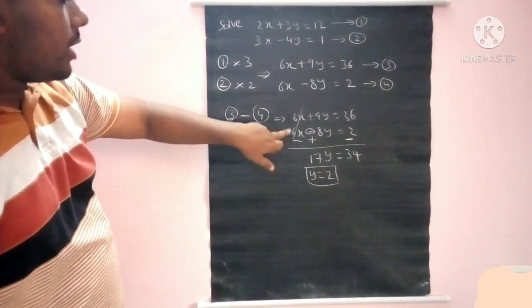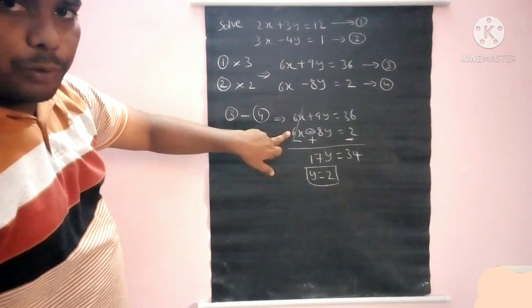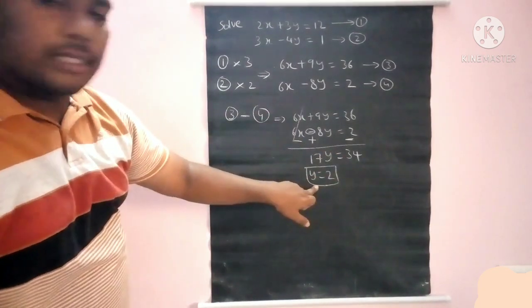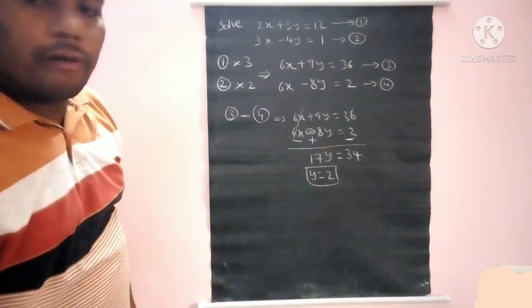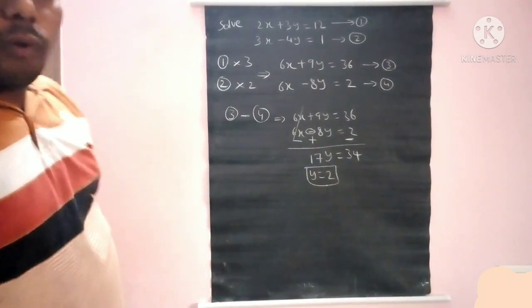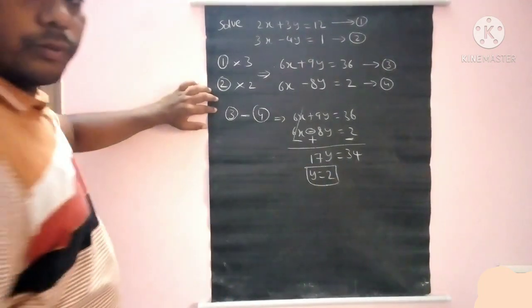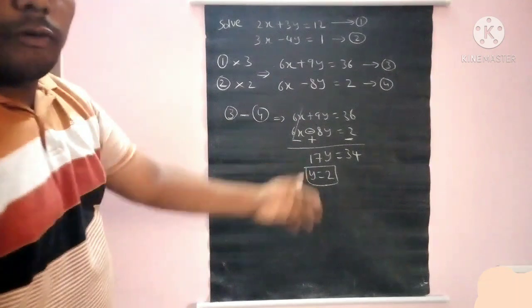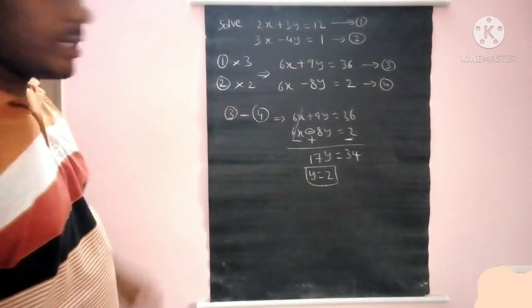So here we solved adding or subtraction, step 2. This is step 3. That means we got the value of one variable, y equals 2. Y is equal to 2. Now substitute the value of y in any one of the given equations.